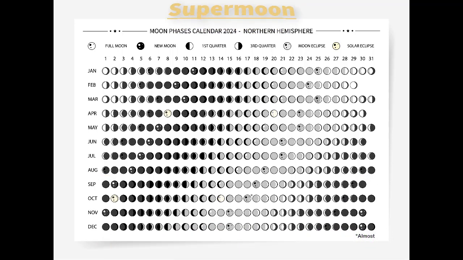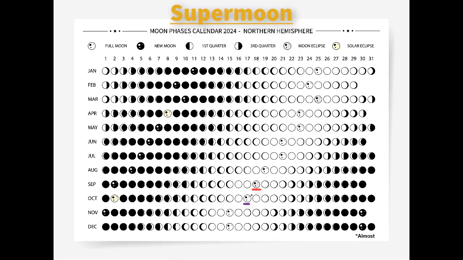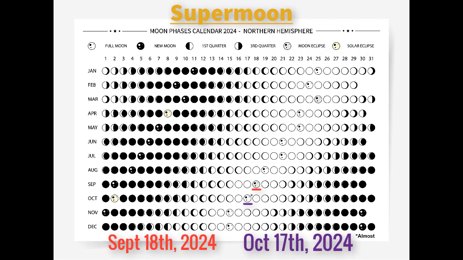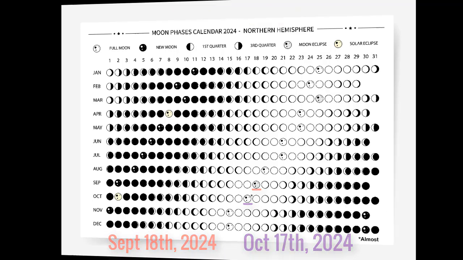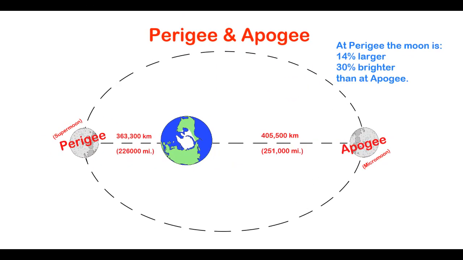This year we're going to have 2 supermoons around that time too. However, they're going to be on September 18th and October 17th. So now let's define what perigee is a little bit better. And while we're at it, we're going to define what apogee is. Perigee is, according to NASA, going to be 226,000 miles, which is 363,300 kilometers. And on the other hand, apogee is going to be 251,000 miles and 405,500 kilometers.